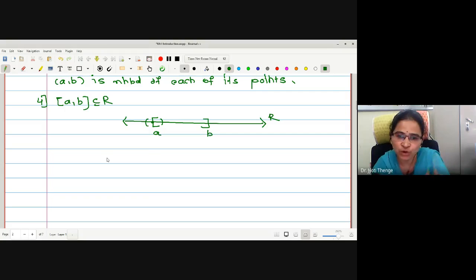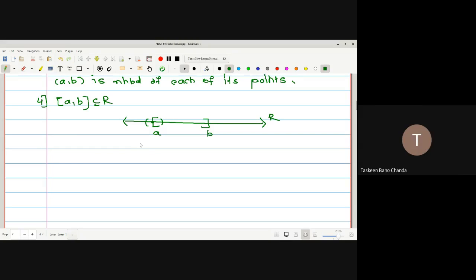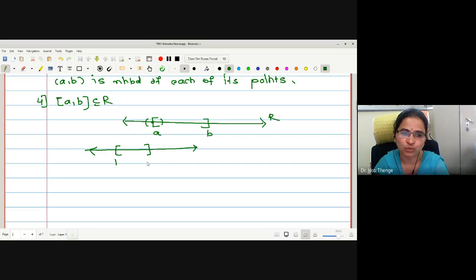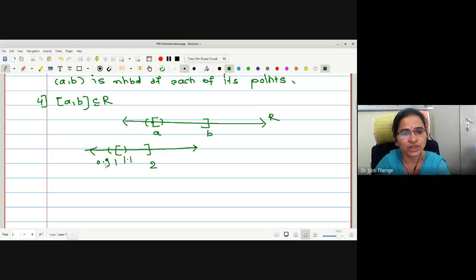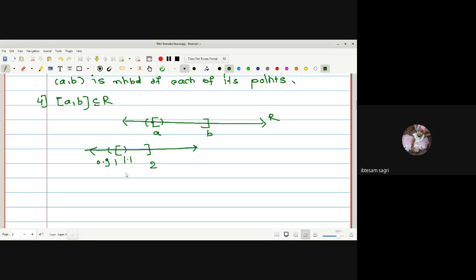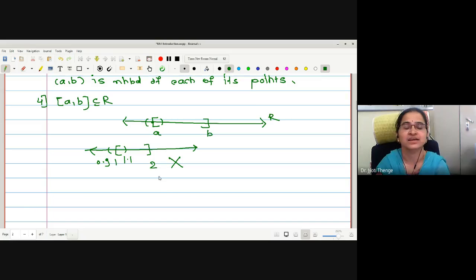I think you are thinking only of the inner points between A and B, na? You must think of A and B, the boundary points, as well. Suppose this is the interval [1, 2], and I am drawing an open interval around 1 from 0.9 to 1. Is this open interval contained in the interval [1, 2]? No, it is not. Therefore, this closed interval is not a neighborhood of A.